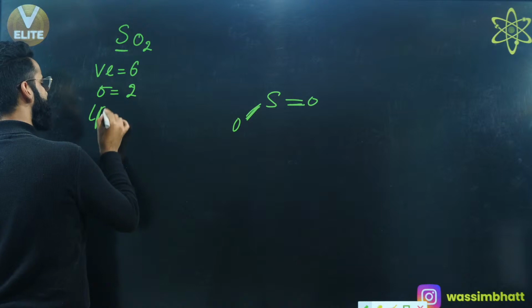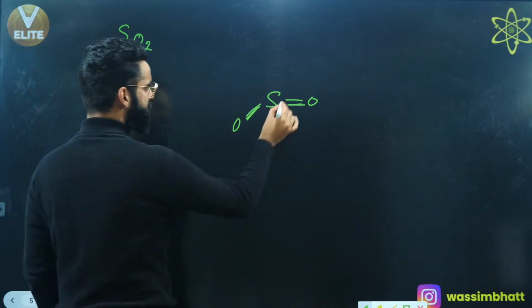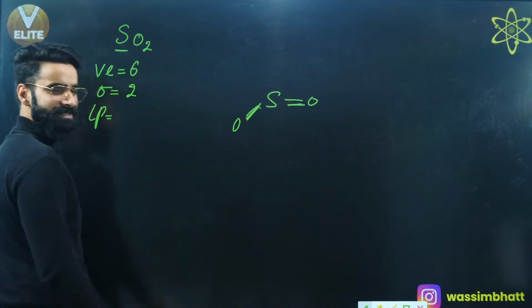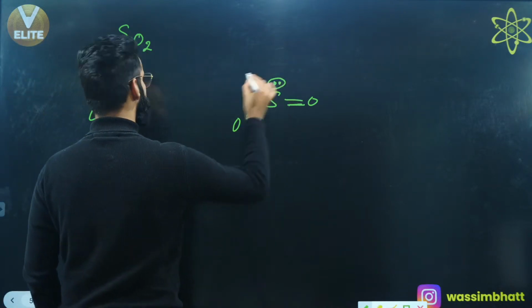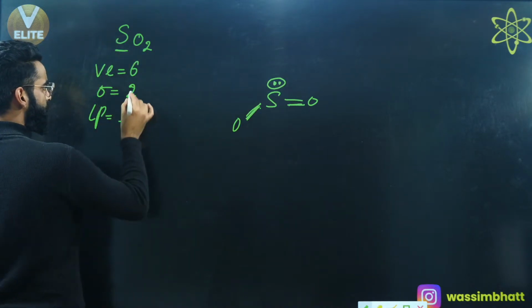How many lone pairs are there on sulfur? Out of 6 valence electrons, it's using 1, 2, 3, 4. Out of 6 valence electrons, it's using 4. So 2 electrons will be left on sulfur in the form of a lone pair. So lone pair is 1. So 2 sigma bonds, 1 lone pair.